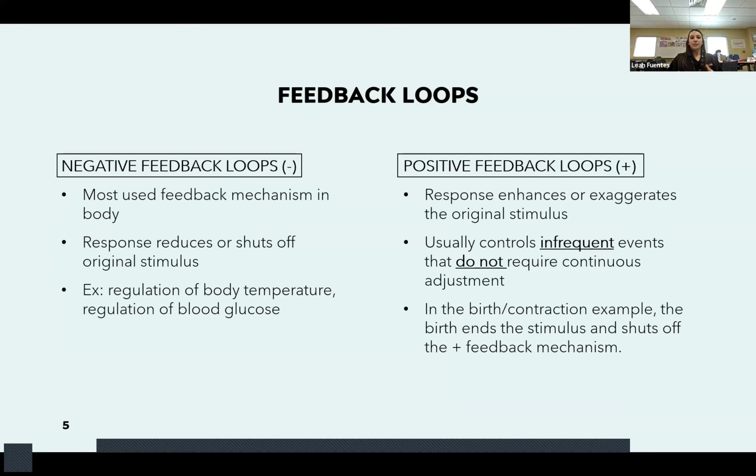And then, like I said, in the birth/contraction/labor example, the birth ends the stimulus and shuts off that positive feedback mechanism. So there you have one example for your essay question of positive, and then 2 examples for negative for your essay question.